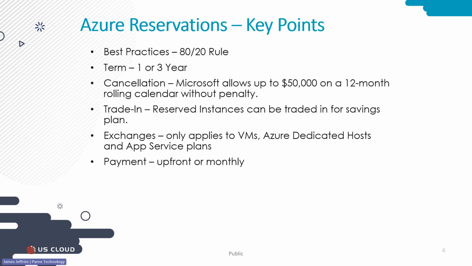Another important point with Azure reservations is there is a cancellation threshold. Unlike savings plan or a MAC agreement, Microsoft allows you to cancel up to 50 grand on a 12-month rolling calendar. That is especially important if you're just getting into Azure or you have a smaller Azure tenant that has less than an annual 50K spend, or $4,167 a month. You may as well get 3-year RIs on everything you can, because even if something changes direction within the organization and the business decides they don't need Azure anymore, you can cancel all those resources without any penalty. So you may as well take the discount if your threshold is below the 50 grand.